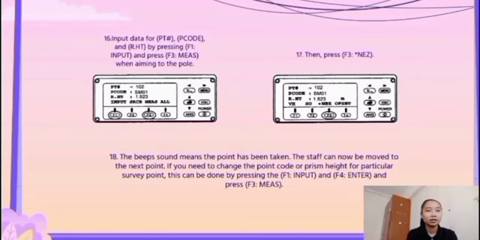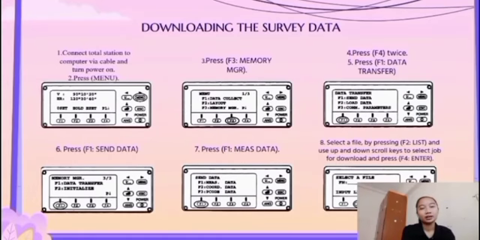If you need to change the point code and prism height for a particular survey point, this can be done by pressing F1 input and F4 enter and pressing F3 measure. Next, download the survey data. 1. Connect the station to the computer via cable and turn power on. 2. Press menu. 3. Press F3 memory MGR. 4. Press F4 twice.